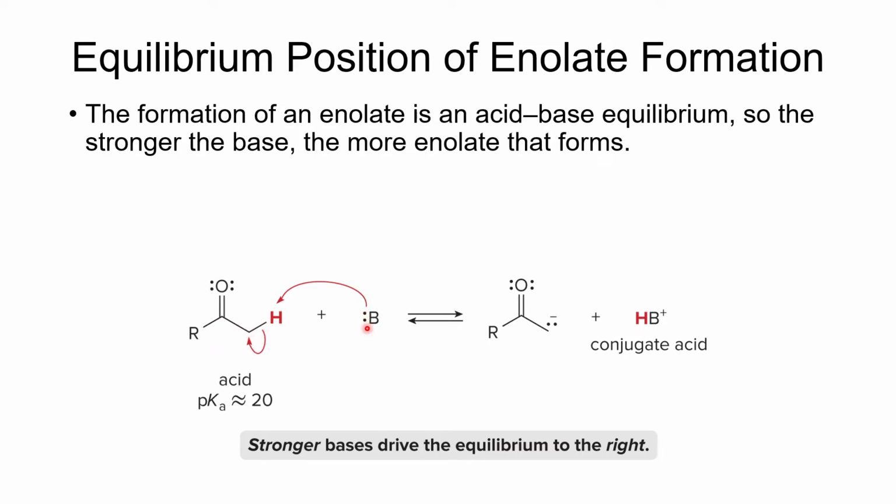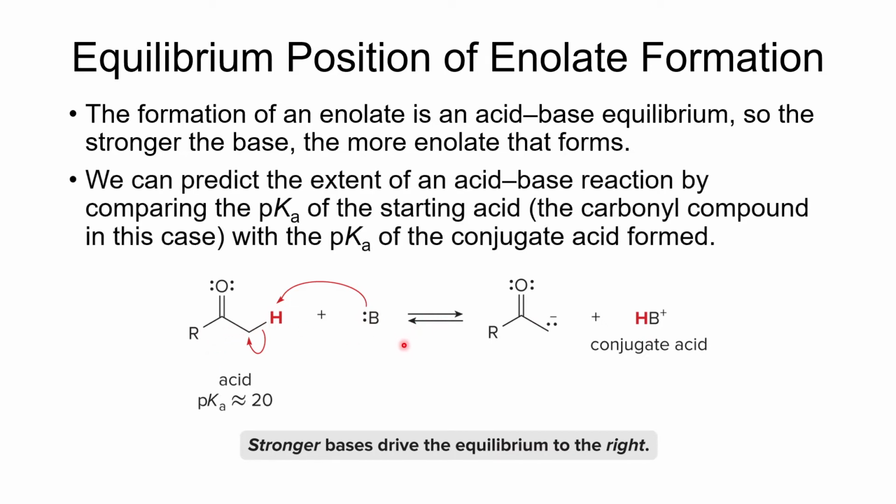If we have a base, how strong of a base do we need so that we get more of this enolate than we do of our starting carbonyl compound? Well, we can predict that by looking at the pKa of this acid and the pKa of the conjugate acid.